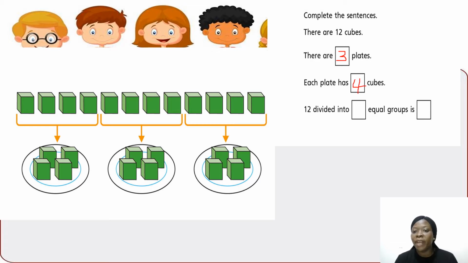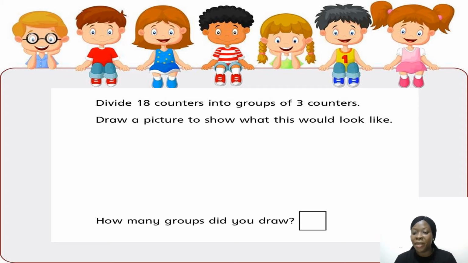So 12 divided into how many equal groups? 1, 2, 3. 12 divided into 3 equal groups is equal to what? 4, because in each group we have 4. Hope this is clear, everyone. Now let's see another one. Remember, we are learning to divide by 3.